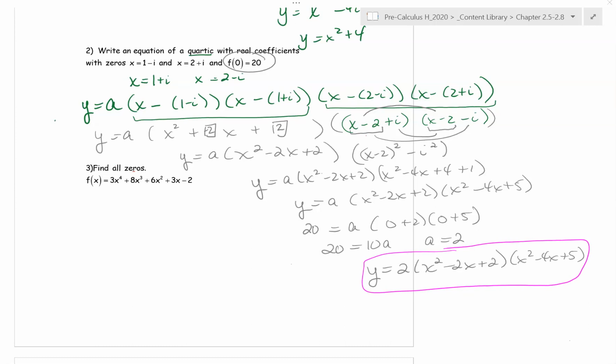Now again, they want you to write this equation with linear factors, so we don't want to leave any i's in the expansion here. Okay, let's go ahead and take a look at number 3.